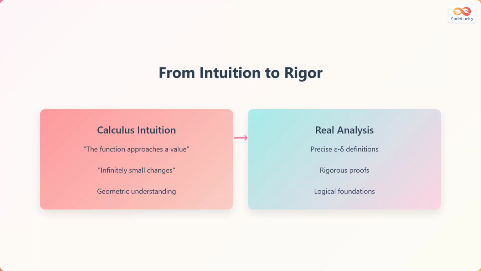We will transition from calculus intuition to real analysis rigor. In calculus, you might think of a function approaching a value or infinitely small changes, and rely on geometric understanding. Real analysis, however, uses precise epsilon-delta definitions, rigorous proofs, and logical foundations to formalize these ideas.